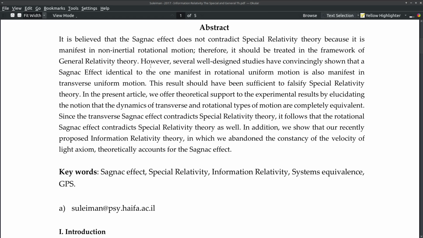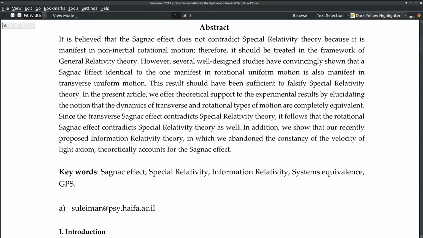However, several well-designed studies have convincingly shown that a Sagnac effect identical to the one manifest in rotational uniform motion is also manifest in transverse uniform motion. This result should have been sufficient to falsify special relativity theory. Indeed, in the present article, we offer theoretical support to the experimental results by elucidating the notion that the dynamics of transverse and rotational types of motion are completely equivalent. Since the transverse Sagnac effect contradicts special relativity theory, it follows that the rotational Sagnac effect contradicts special relativity theory as well. Well said.